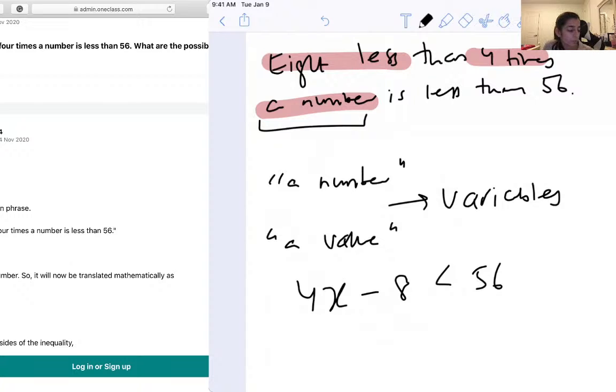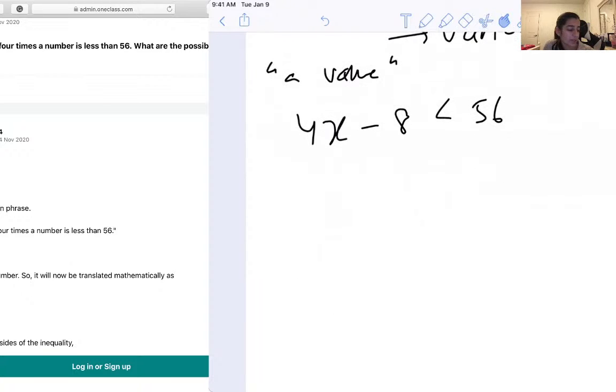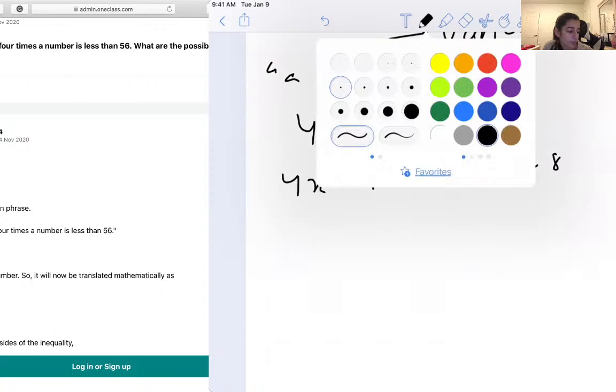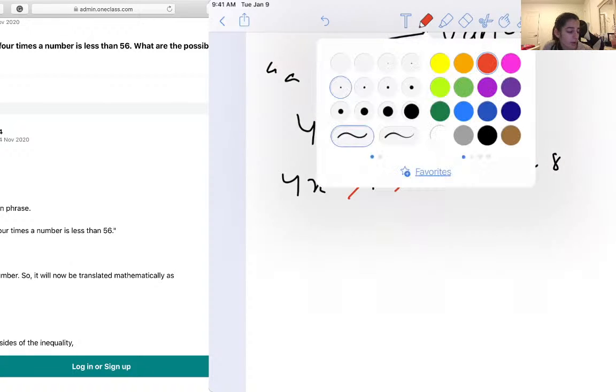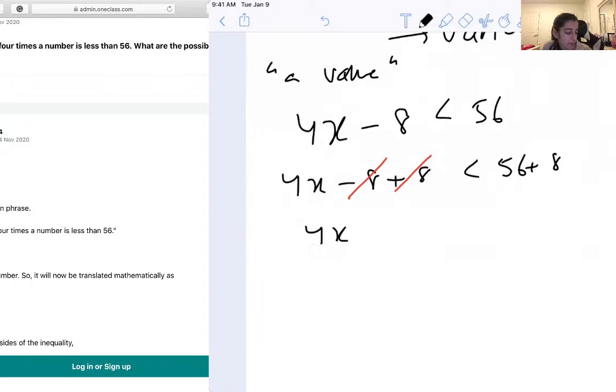How we do that is we basically isolate for x. We can do that by adding 8 to each side. If you add 8, 56 plus 8. So over here, this is going to cancel out because it's going to end up being 0. We're left with 4x is 64.